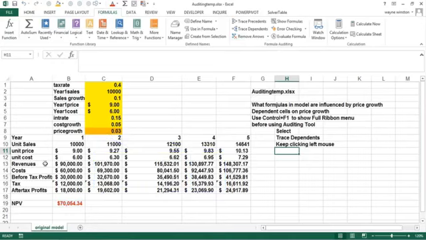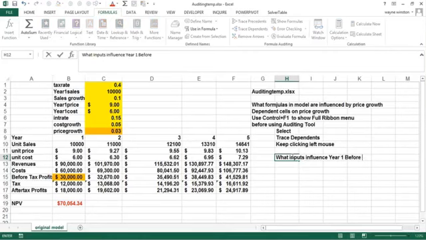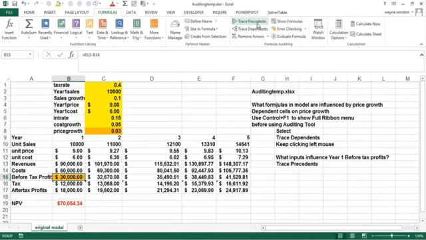Okay, now let's look at year 1 before tax profits. So what inputs you always want to know when you have a formula, like when I grade students' exams, what inputs influence year 1 before tax profits? Okay, these are called trace precedents. So it's very simple. You put your cursor on year 1 before tax profits, double click, just keep clicking trace precedents. So what cells affect year 1 before tax profits?